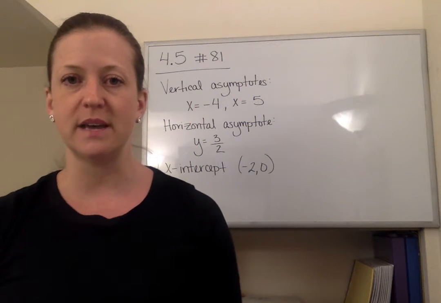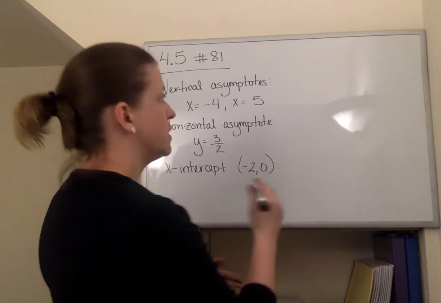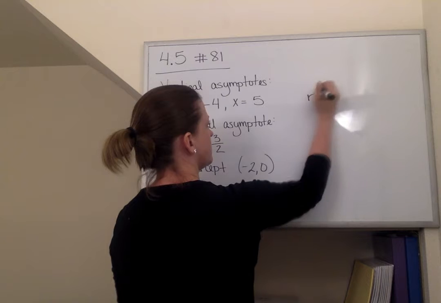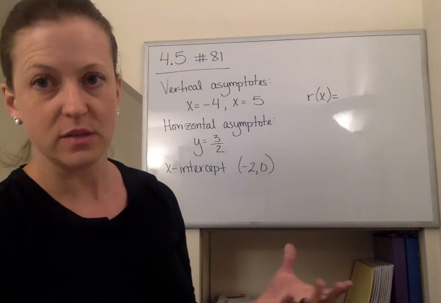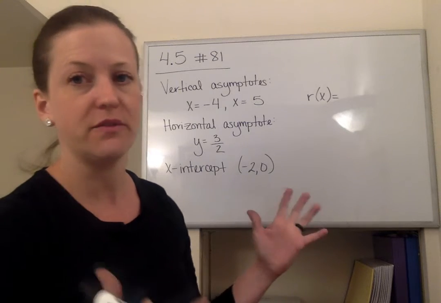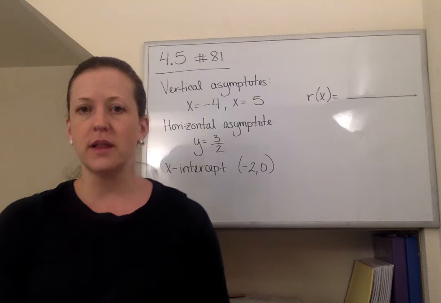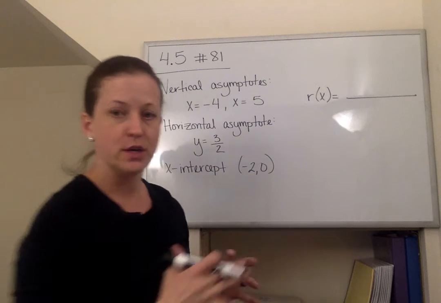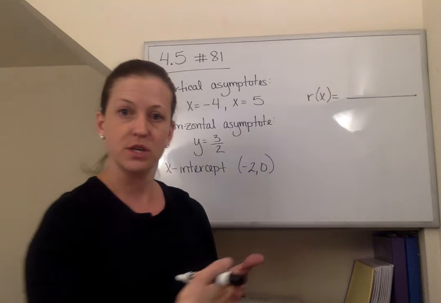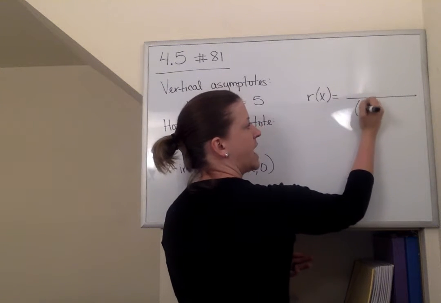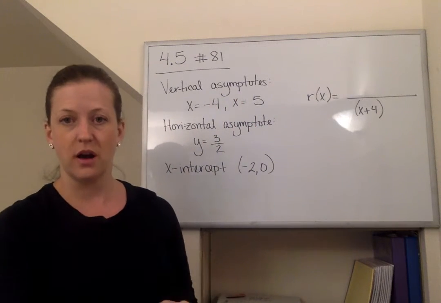So on this problem it says that it has to have vertical asymptotes at x equals -4 and 5. If we want to call it r of x because it's a rational function, you can call it f of x, it doesn't matter. But the vertical asymptotes come from the denominator. So if x equals -4 is a vertical asymptote, then x plus 4 is a factor of the denominator.